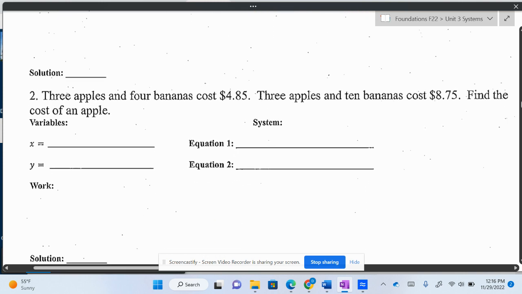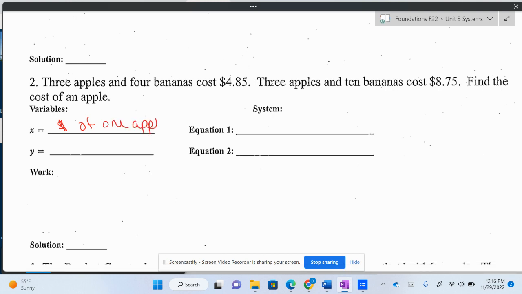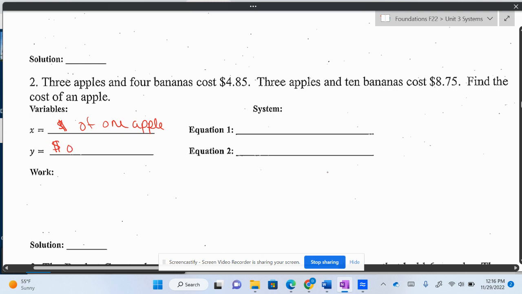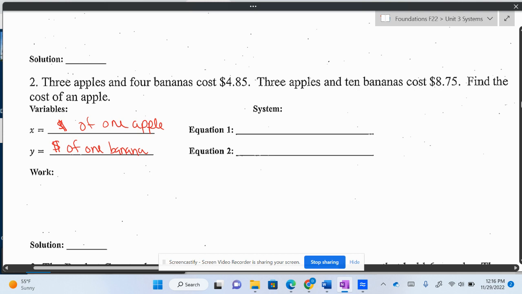All right. 3 apples and 4 bananas cost. So let's let X equal the cost, notice I use the dollar sign, of 1 apple. And let's let Y equal the cost of 1 banana. So how do I show that 3 apples and 4 bananas cost $4.85? 3 apples and 10 bananas cost $8.75.